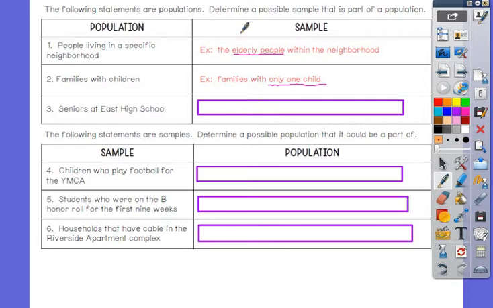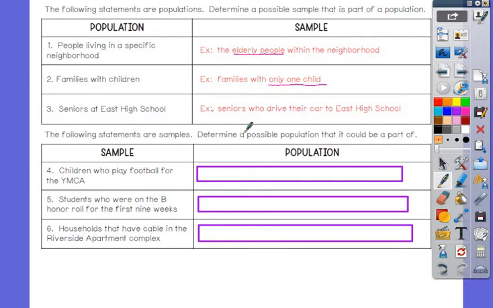Seniors that don't play sports. Seniors that play baseball. Seniors that are popular. Seniors that make only A's. Seniors that do cheer.